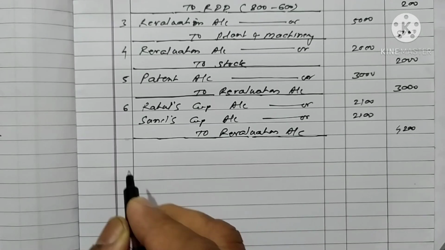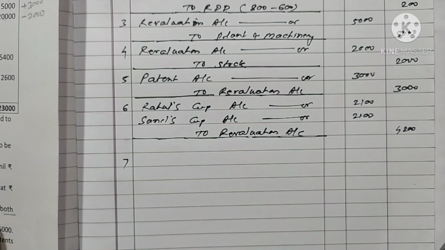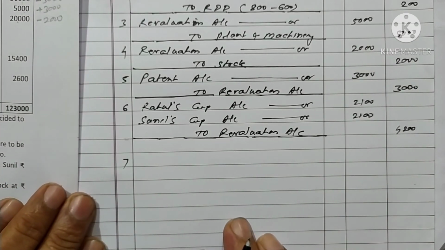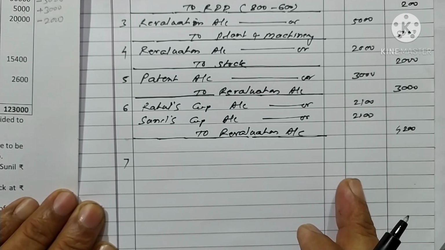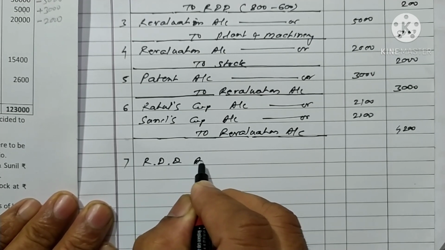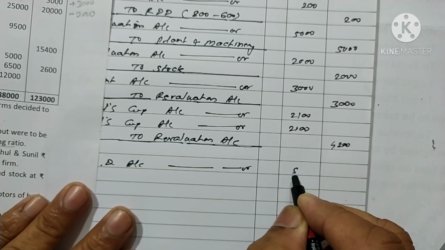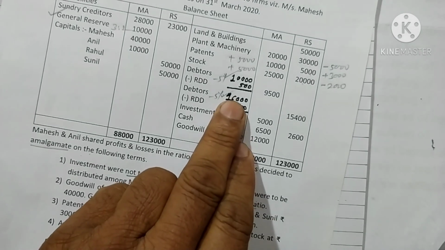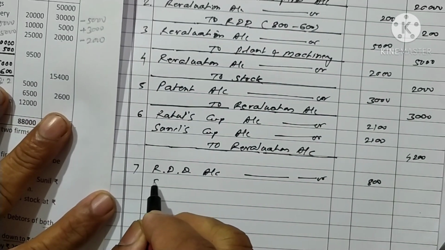This is the revaluation loss transfer. Now in 7th transaction, all assets and liabilities are transferred to the new firm. While transferring all assets and liabilities, a liability balance, originally credit, will be debited. Here first we write RDD account debit. It's the new RDD. We have to write rupees 800, 5% on 16,000, it's 800. Next is sundry creditors account debit.